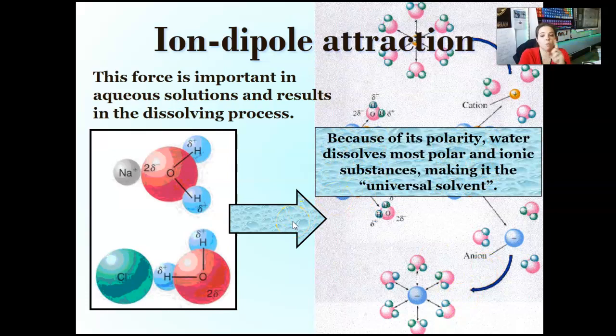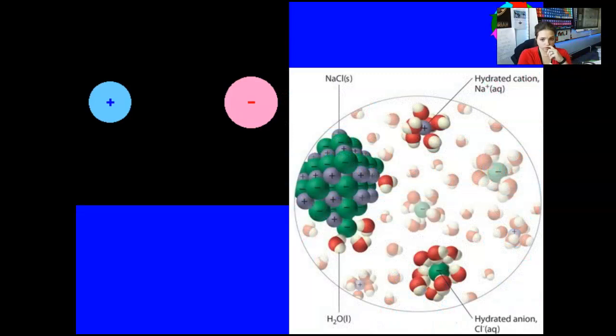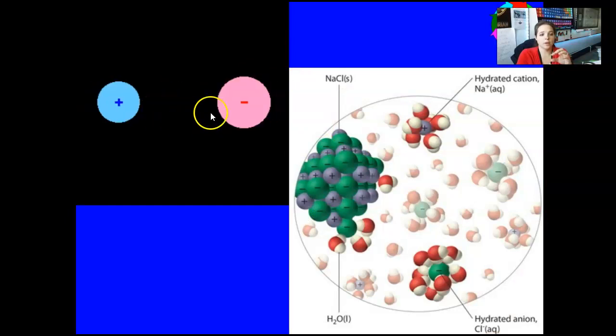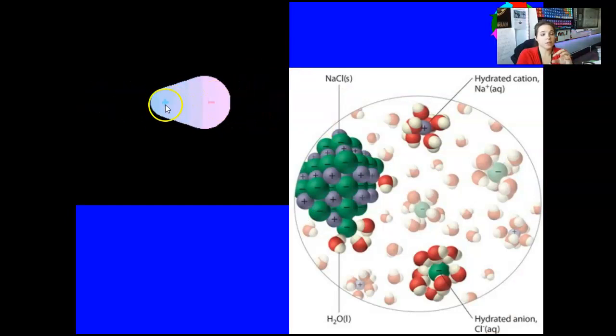Because of its polarity, water dissolves most polar ionic substances, making it a universal solvent. Here's the thing that I told you in class that I'm saying again. When it comes to solubility, like dissolves like: polar with polar, nonpolar with nonpolar. Keep that in mind for the next unit after stoich. So we're looking at this. This is just showing that the negatives like the positives, and that's what's going on right here.